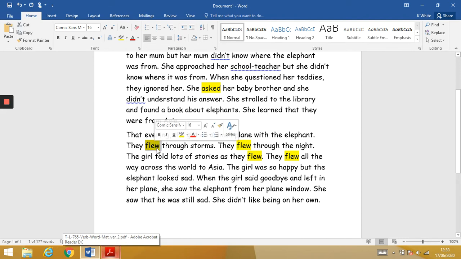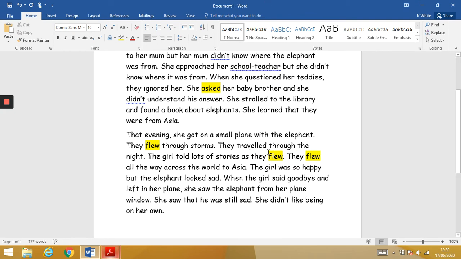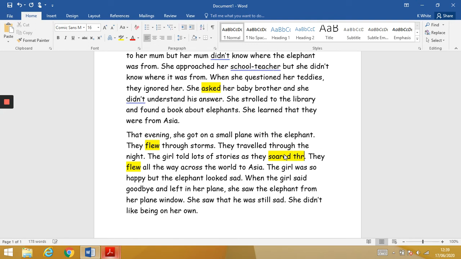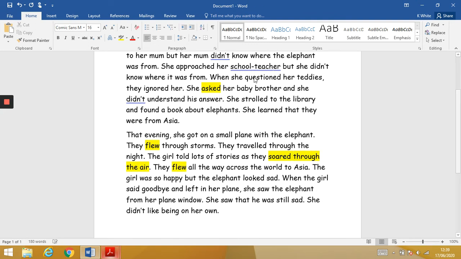So they flew through storms. We'll keep that one. They travelled through the night. The girl told lots of stories as they, I'm going to say here, soared through the air. So they flew all the way across the world to Asia. So I can use flew again here because I've mixed them up a little bit. The girl was so happy, but the elephant looked sad. When the girl said goodbye and left in her plane, she saw the elephant from her plane window. She saw that he was still sad. So again, I've repeated a couple of times. So I'm going to say here, instead of she saw, she noticed that he was still sad.